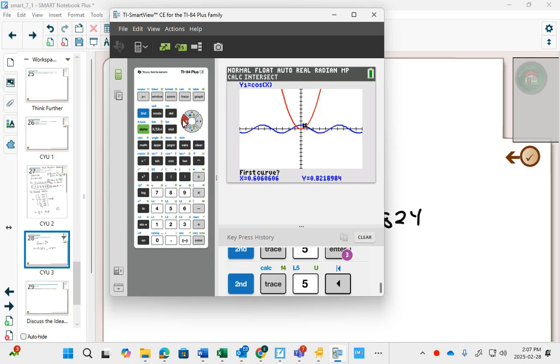But if I move my cursor, oh, now I'm closer to the other one. Enter once, jumps to the red one. Enter again, asks you to guess. And we get the negative 0.824 that way.